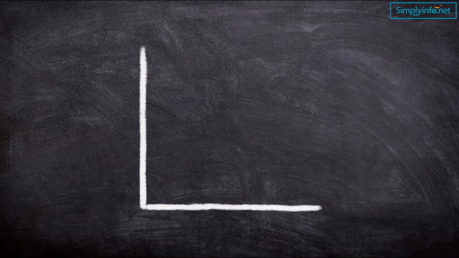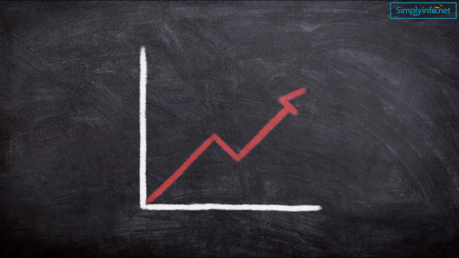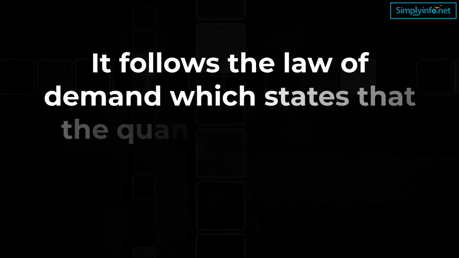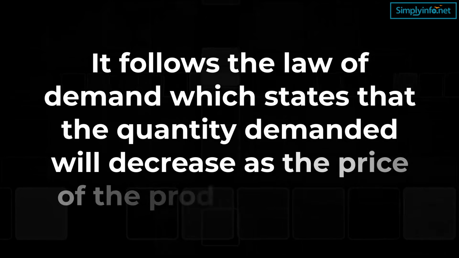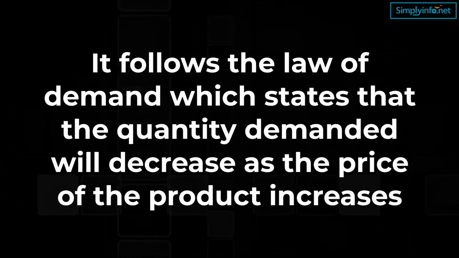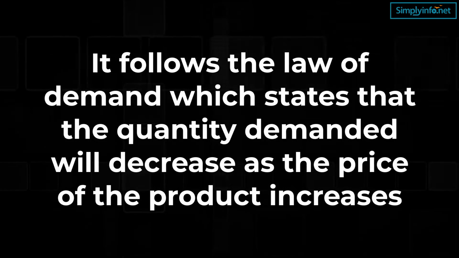With a few exceptions, the demand curve is delineated as sloping downward from left to right because price and quantity demanded are inversely related. It follows the law of demand, which states that the quantity demanded will decrease as the price of the product increases.